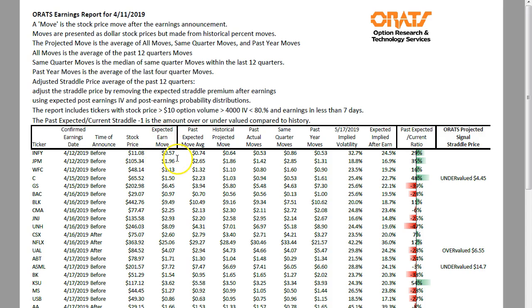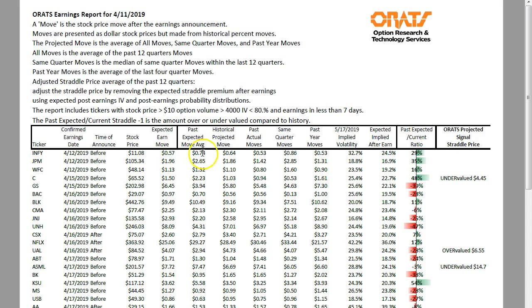This is the important one. This is the one where we extricate the amount of move based on the straddle pricing. And the straddle pricing has in it both the expected move in the stock at earnings, and then if it has more than 1 day to earnings, then it'll have more premium in it. And so that's the big trick, is to take out the value of the straddle after earnings is announced.